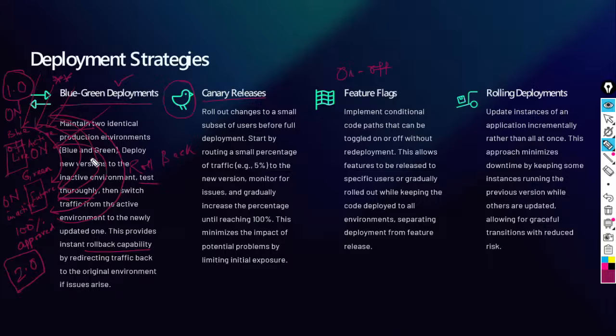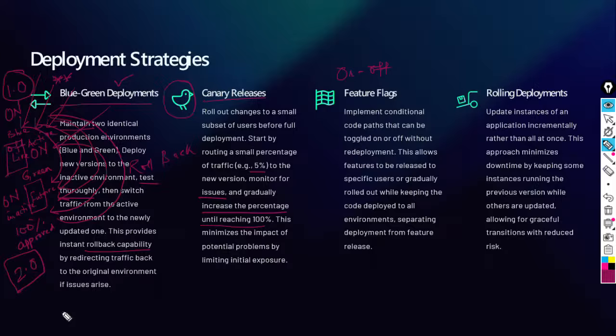Then gradually you divert 5%, 10%, 15%. That way, the entire 100% traffic will be diverted. So that is small releases, small rollouts. Start by routing a small percentage of traffic, that is 5%, to the new version, monitor for issues, and gradually increase the percentage until you have reached 100%. This minimizes the impact of potential problems.